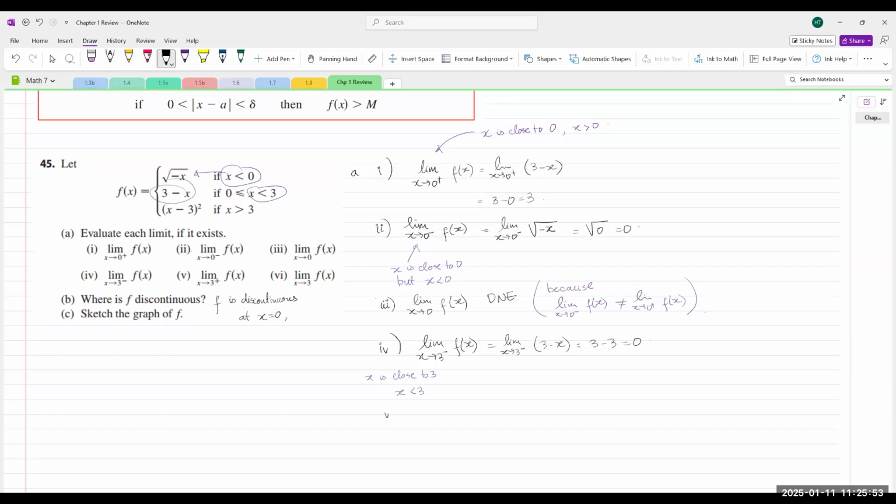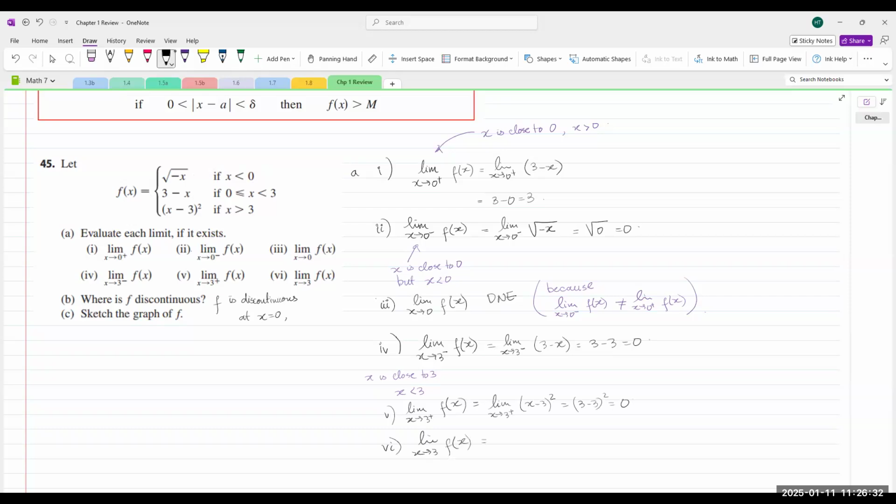Okay, and part 5, how about the limit as x approaches 3 from the right hand side? Means x is greater than 3. I will use the last piece of the piecewise defined function. Limit as x approaches 3 from the right hand side of (x minus 3) squared. It's continuous, so I just plug that in. 3 minus 3 squared, that equals 0. Now what happened to the limit as x approaches 3 from both sides?